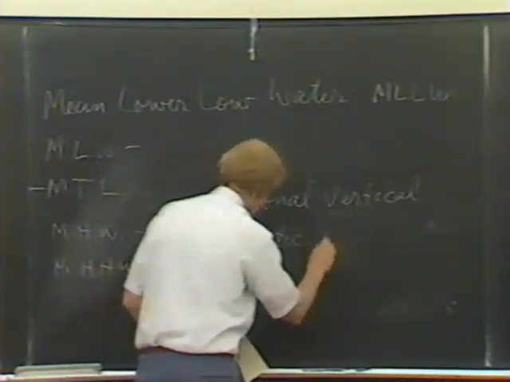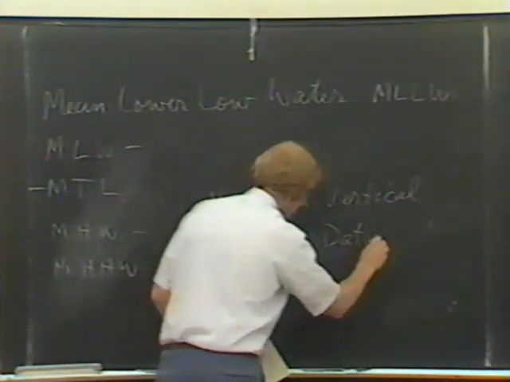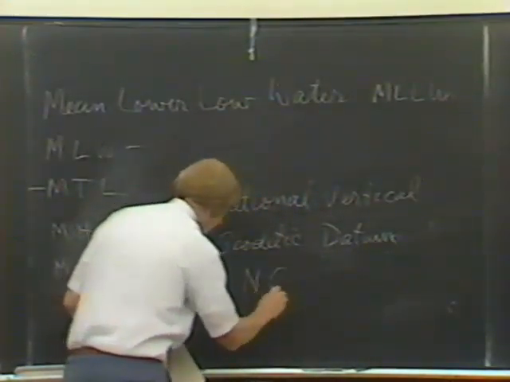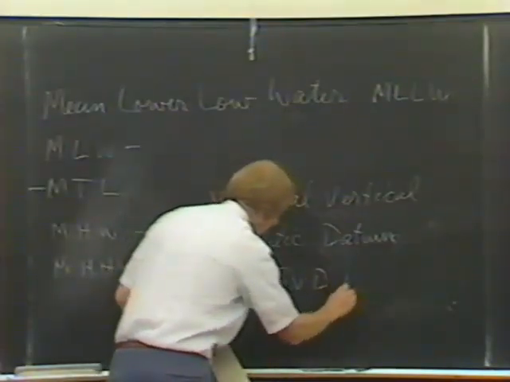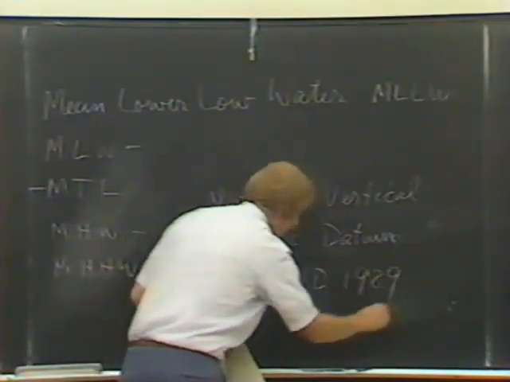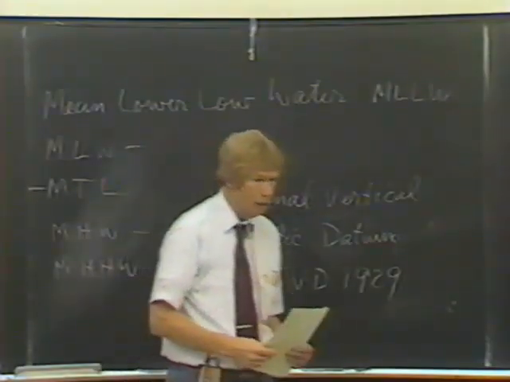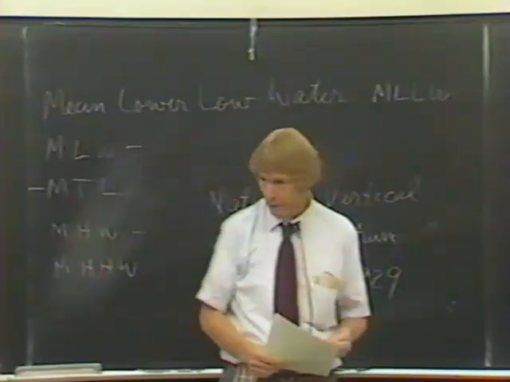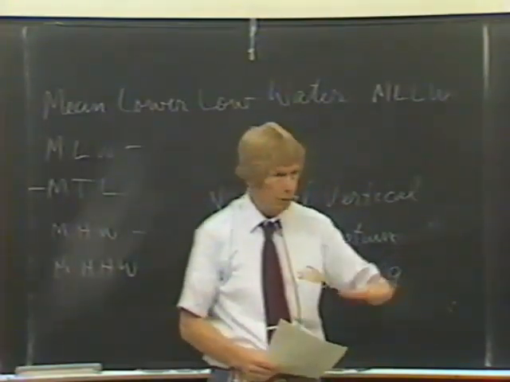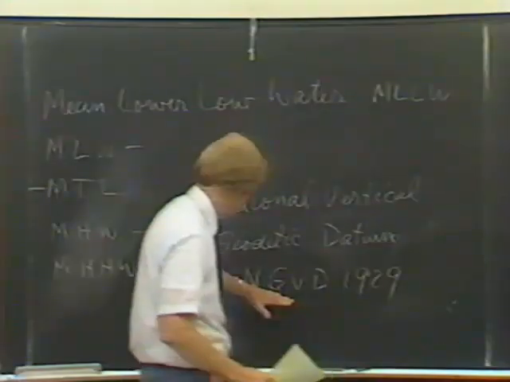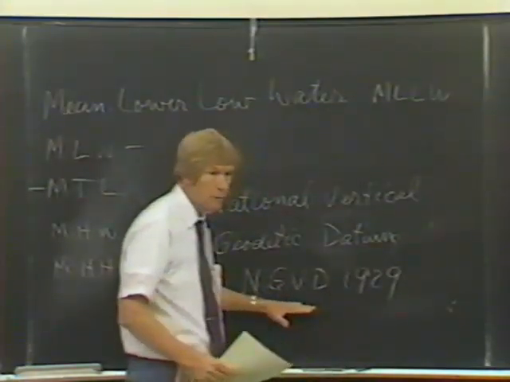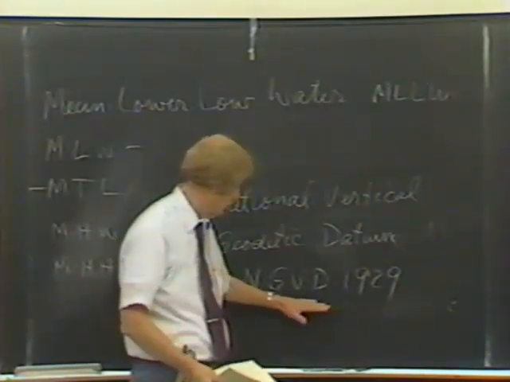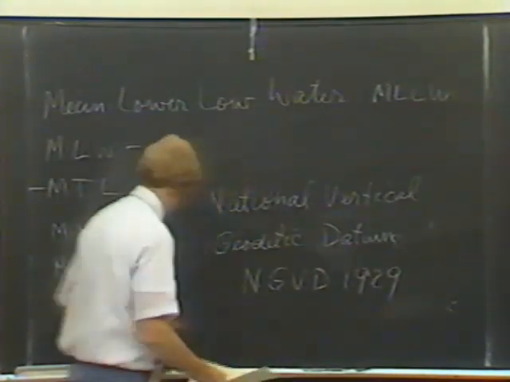NGVD of 1929. That's when the last one was completed. They're now in the process of doing another one. In fact, it may be completed. I haven't heard lately of releveling the whole United States. But this datum is a reference for surveyors and for cities and counties, and it is approximately mean tide level. Usually there's a few tenths of a foot difference between NGVD and mean tide level. But the mean tide level may change from place to place.